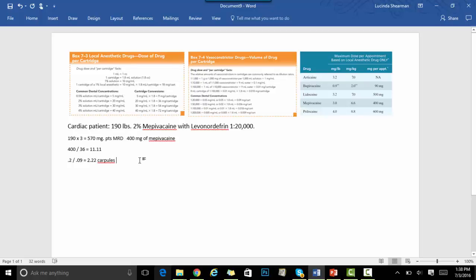So those are my calculations for anesthetic drugs. I hope this has helped in understanding how to determine what the patient's limits are and also for documentation purposes.